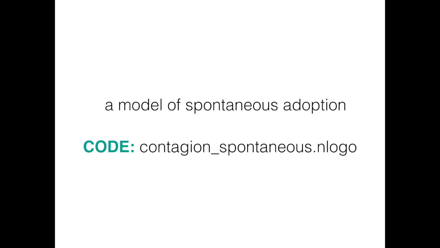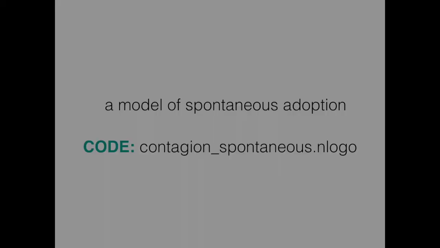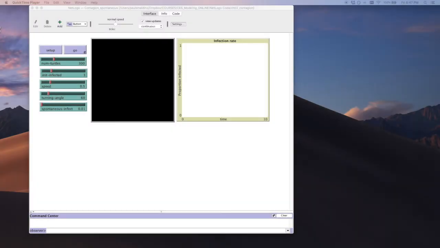So let's open our model. This is contagion_spontaneous.nlogo. And we will build on the simple model of agent movement that we used at the end of the last lecture, in which we had a bunch of agents moving around randomly in space. In this model, we're going to update it so that instead of just moving around not doing anything, what they're going to do is become infected or adopt. So here is our model.